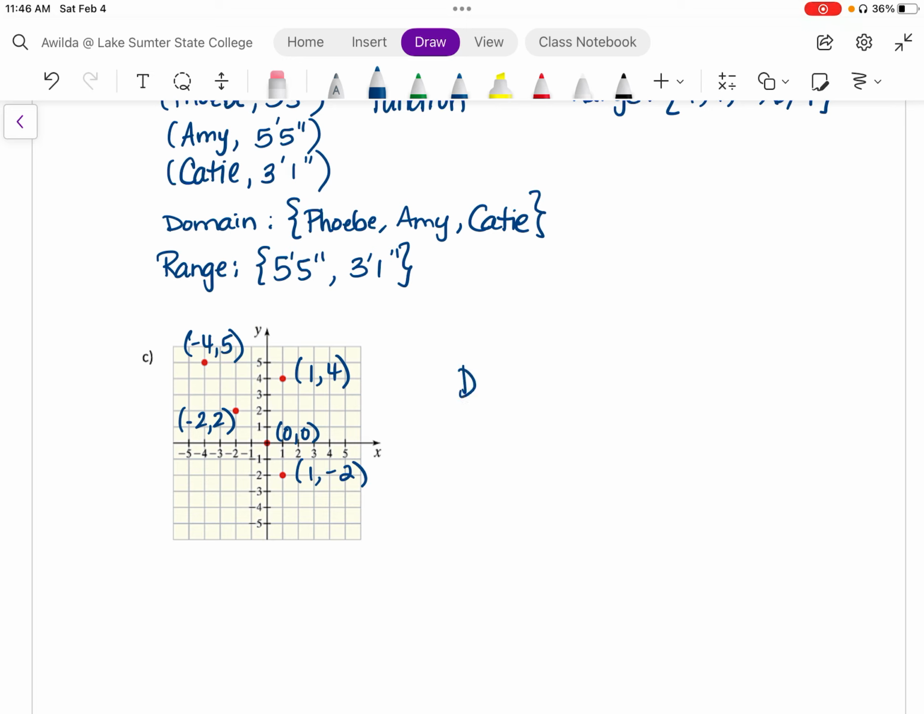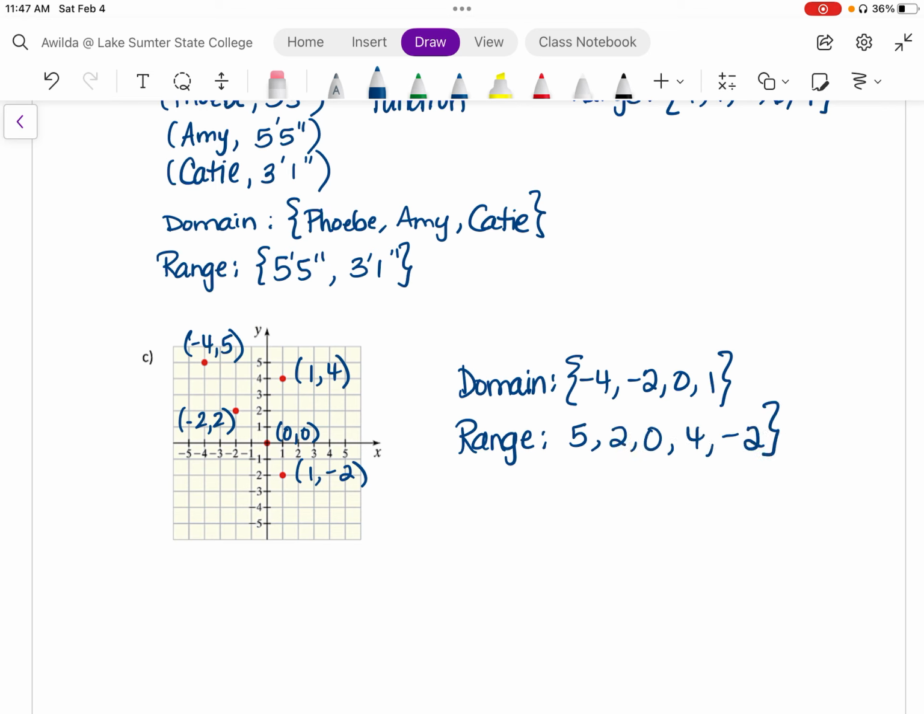So in terms of the domain, we have the following values: -4, -2, 0, and 1. In terms of the range, we have 5, 2, 0, 4, and -2.